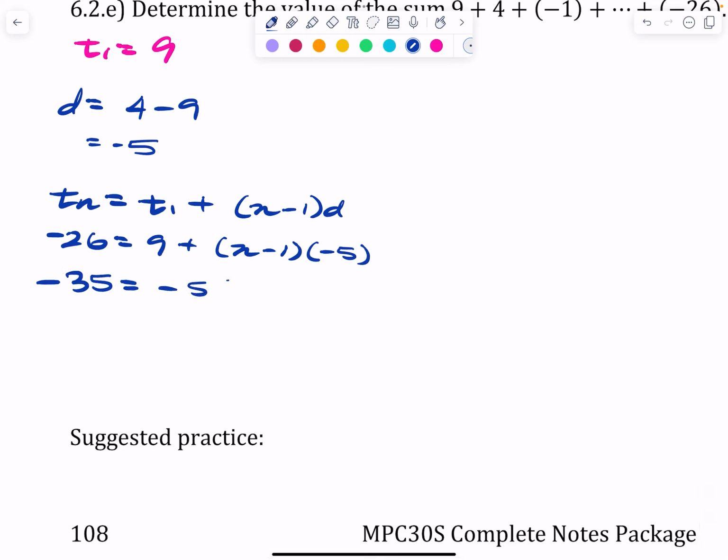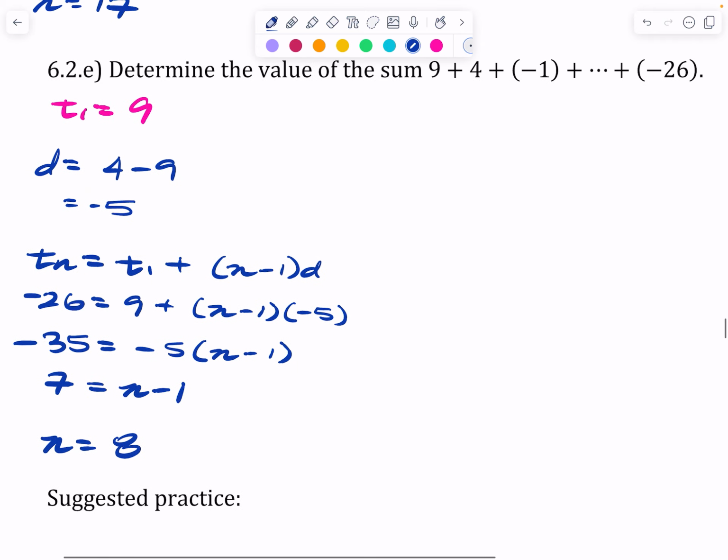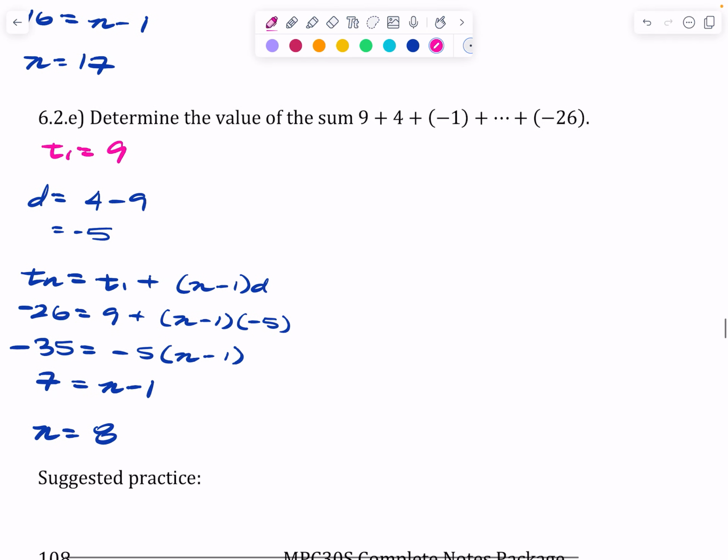And that gives us negative 5 times n minus 1. Dividing both sides by negative 5, 7 is the same thing as n minus 1. And adding 1 to both sides, we get that n is 8. Now we have all the pieces of the puzzle. We can put them all together.